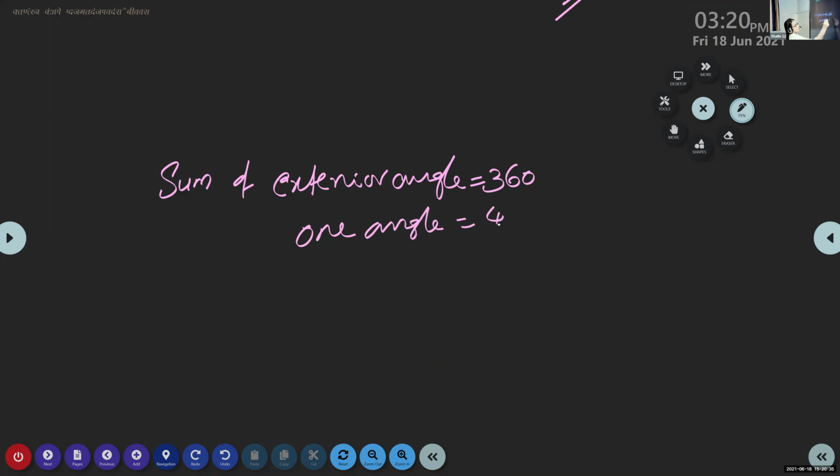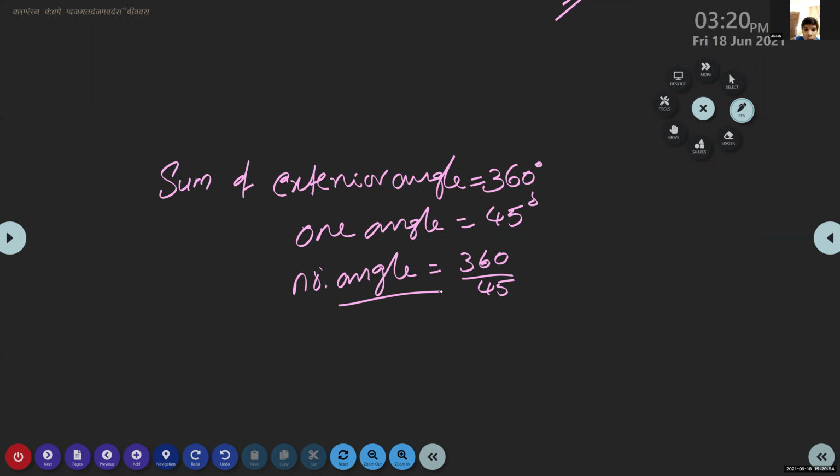One angle is 45 degrees, and the sum of all the angles is 360 degrees. So how will we find the number of angles? Number of angles is equal to 360 divided by 45, that is 8. And the number of angles will be equal to the number of sides. So number of sides is equal to 360 by 45, that is 8 sides. Okay, is it clear? Can I move to the next question? Yes, ma'am. Okay, next question.